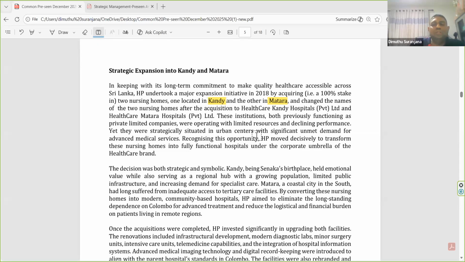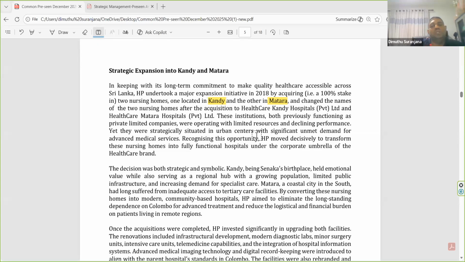These institutions, both previously functioning as private limited companies, were operating with limited resources and limited performance. Those are some of the problems. They had limited resources and were facing some decline in performance. Yet they were situated in urban centers with significant unmet demand for advanced medical services. These were located in urban areas in Kandy and Matara. So there was more demand they could cater to, but they didn't meet those demands.